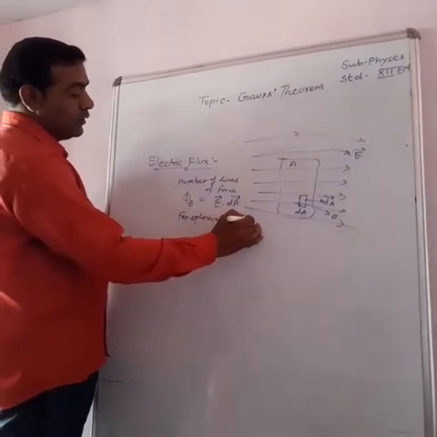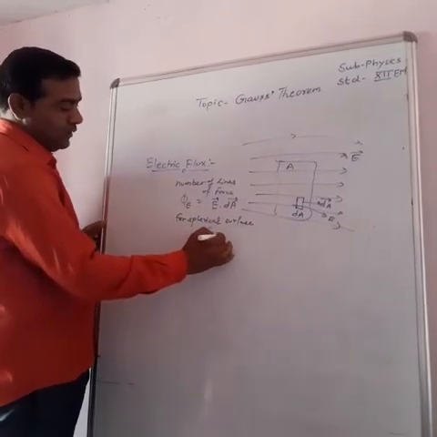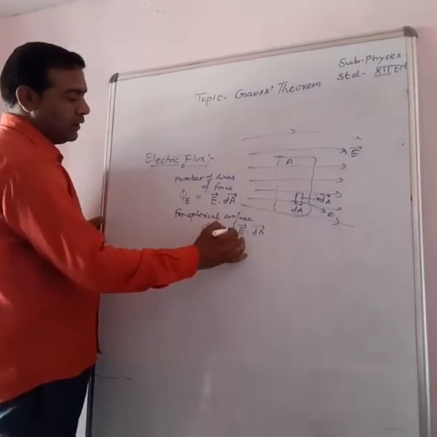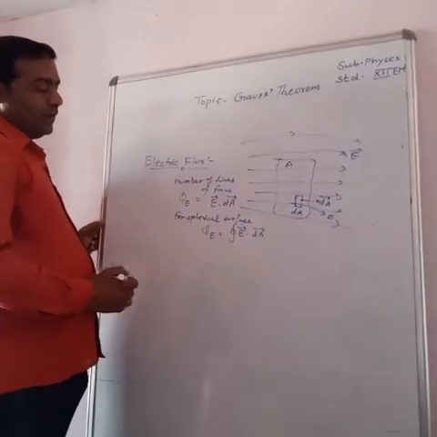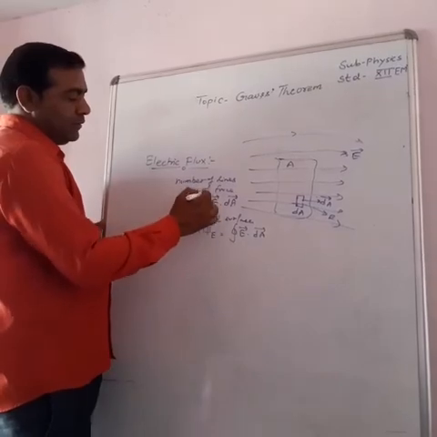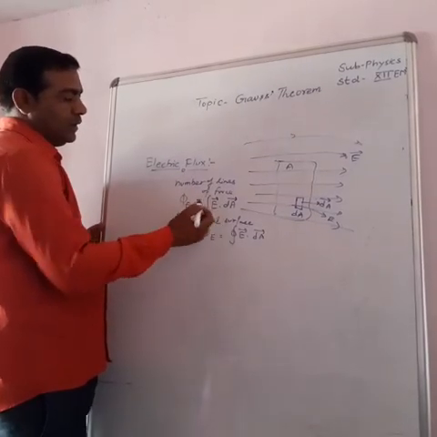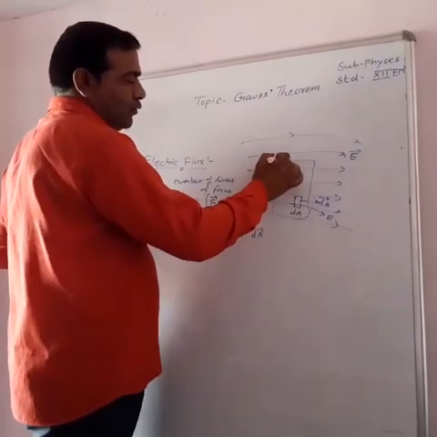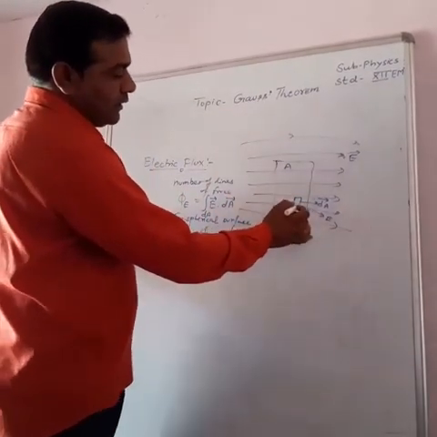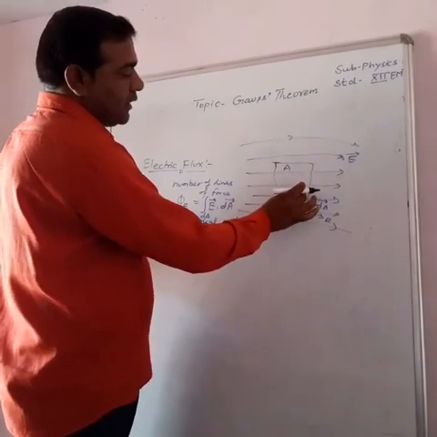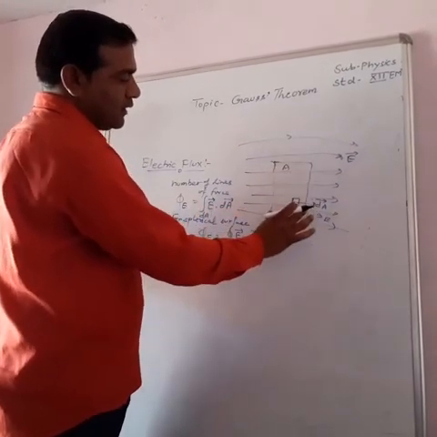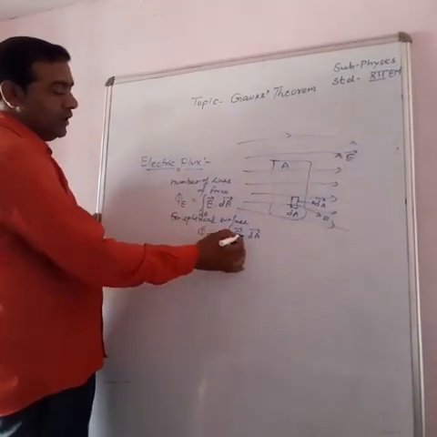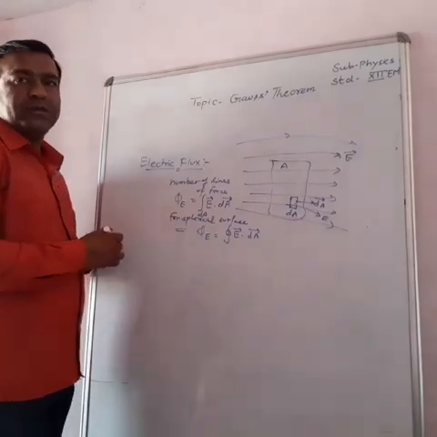For a spherical surface, phi E can be calculated as integral E dot dA. Integral means whole. Here we can also write dA. Integral means for a whole area, let the taken element be dA. Like this, if all dA are added, they make A. So integral E dot dA, or closed integral E dot dA for a plane surface.